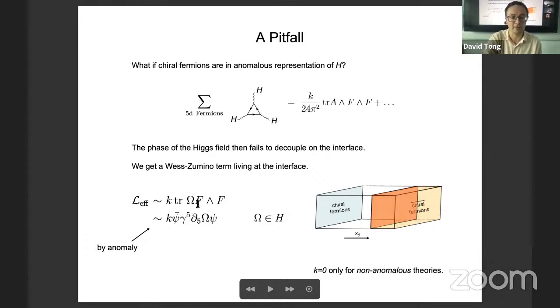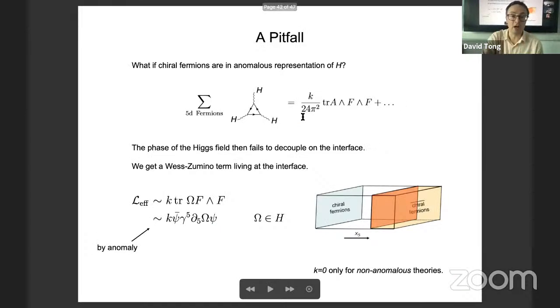When you use the anomaly in 4 dimensions, which relates F wedge F to the derivative of psi, you can show that this group-valued field that lives on the dark orange region can be thought of as coupling to the fermions in the following way. This term will vanish only if the Chern-Simons term vanishes. And the Chern-Simons term vanishes only if these fermions here sit in a non-anomalous representation of H.